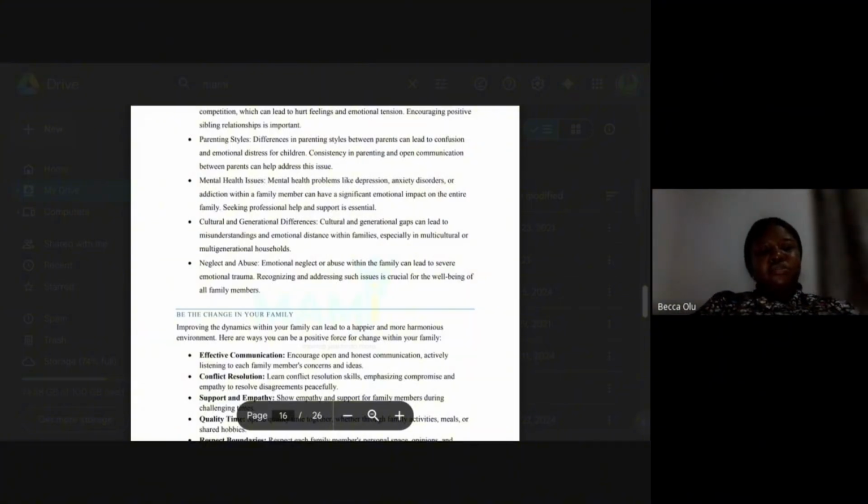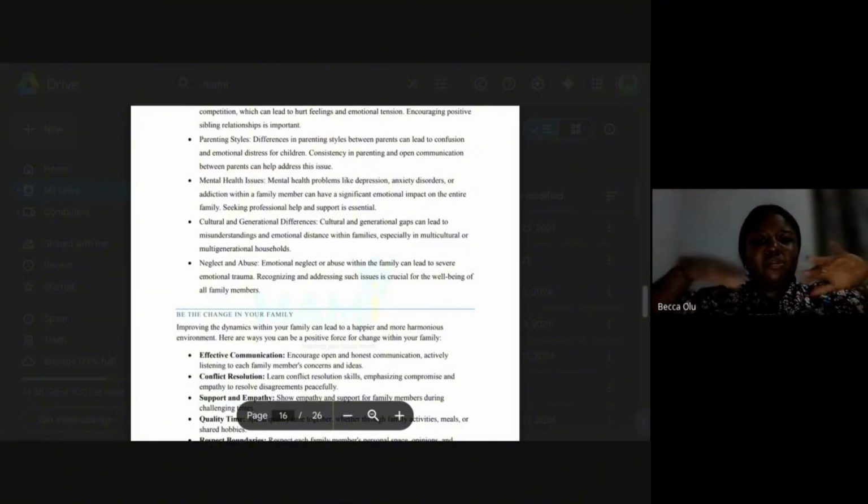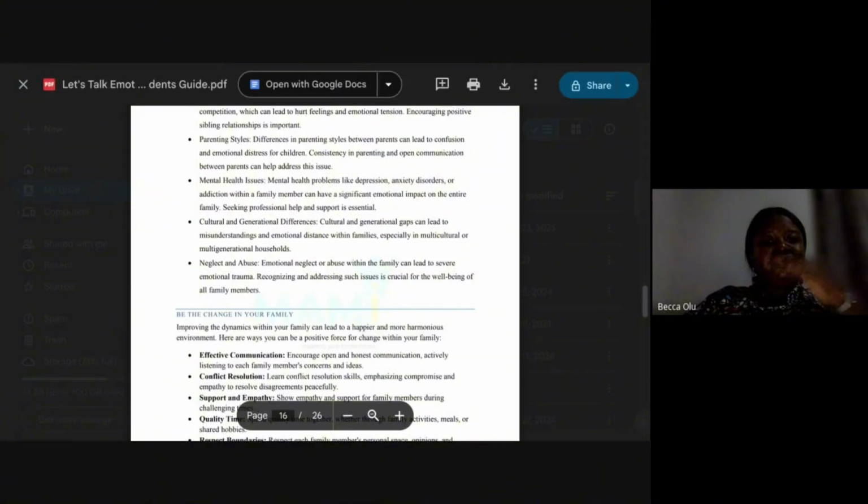Okay. Cultural and generational differences. Cultural and generational gaps can lead to misunderstandings and emotional distance within families, especially in multicultural or multi-generational households. For instance, you're Gen Z, your mommy is a baby boomer or millennial. There's a difference in culture, in perception, in understanding between two generations, right? Between generations, there's a difference.